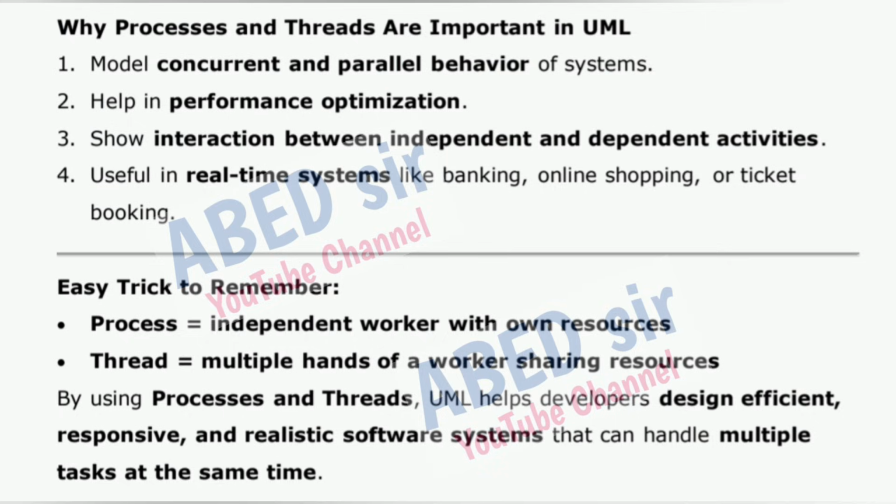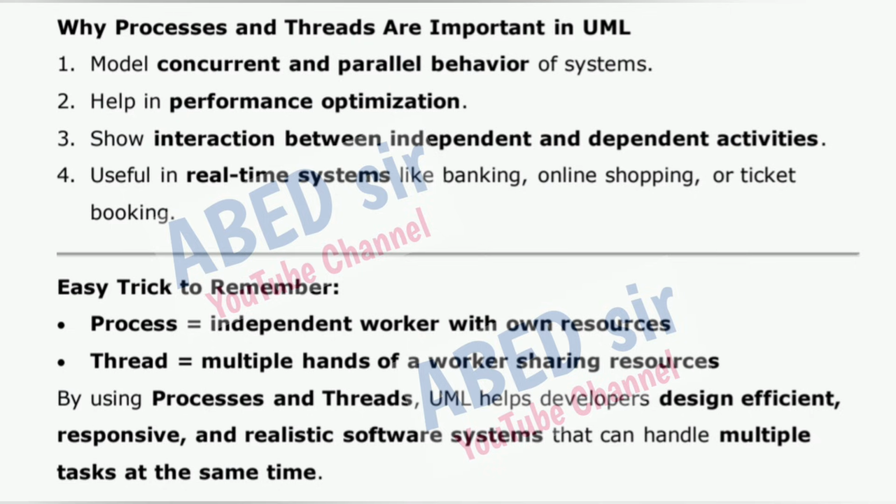Why processes and threads are important in UML. 1. Model concurrent and parallel behavior of systems. 2. Help in performance optimization. 3. Show interaction between independent and dependent activities. 4. Useful in real-time systems like banking, online shopping, or ticket booking. Easy trick to remember.